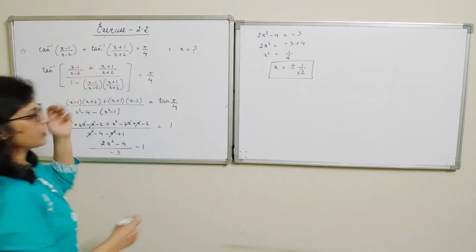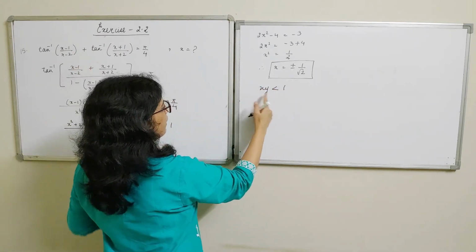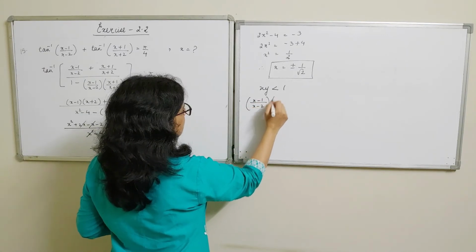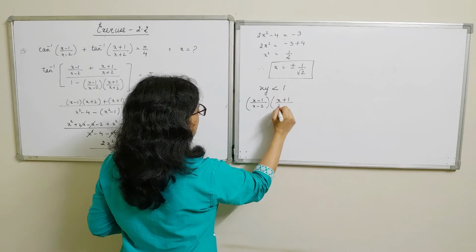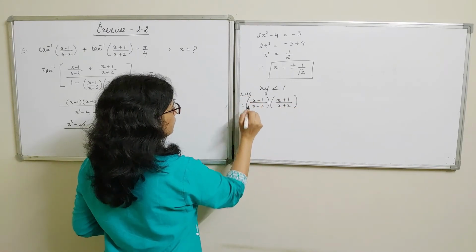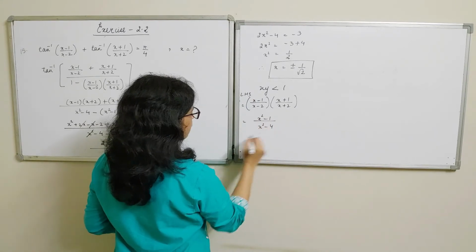Now this result can be used only when xy is less than 1. So let us find out the product of x and y, the left hand side. So we get (x square minus 1) upon (x square minus 4).